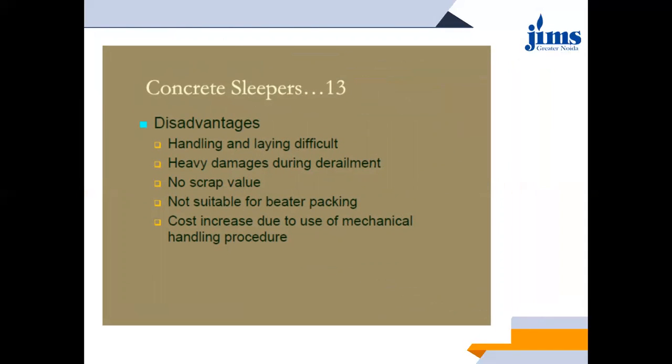Now, even though it has a number of advantages, it has certain disadvantages also. That is, handling and laying is difficult. Why? Since it is quite heavy to lift. Then heavy damages during derailment.